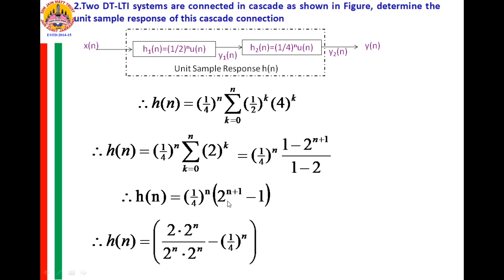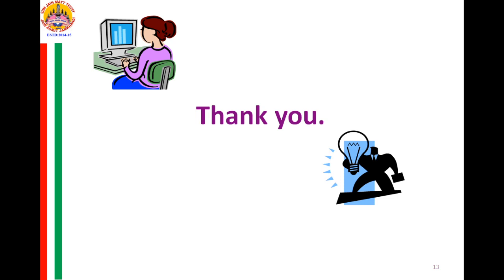If you multiply inside, 2^(n plus 1) upon 4^n in the denominator: 4 is 2 into 2, so it is 2^n into 2^n, and 2^n and 2^n get cancelled. So it remains (1/2)^(n minus 1) minus (1/4)^n. This is for n greater than or equal to 0. Therefore, we multiply this with u(n) to designate that it exists for n from 0 to infinity. This is your overall sample response h(n). So thank you very much students for your patience in listening.